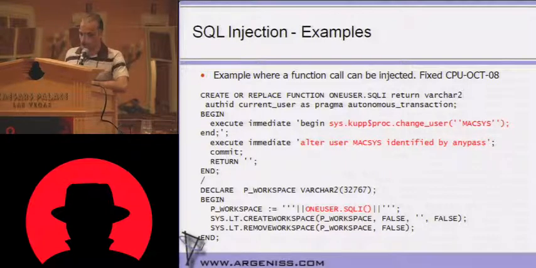Here we have another example. In this one, we need to create an auxiliary function that will contain the statements that we want to execute as the sys user. And we impersonate here again the max sys user using this change user procedure that only sys can execute. But as we are exploiting a SQL injection that allows us to call a function that will be executed as the sys user, we can then call this change user, impersonate the max sys user, and change its password.